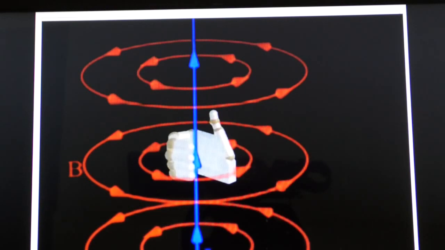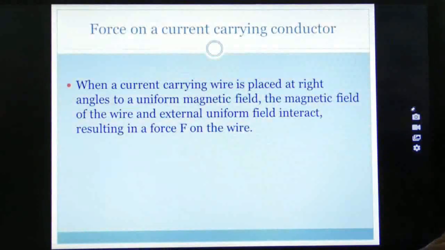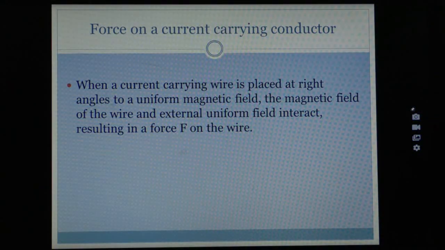Force on a current carrying conductor. When a current carrying wire is placed at right angles, means perpendicularly, to a uniform magnetic field, the magnetic field of the wire and external uniform field interact, resulting in a force F on the wire. So a magnetic force appears when there is an interaction of two magnetic fields.